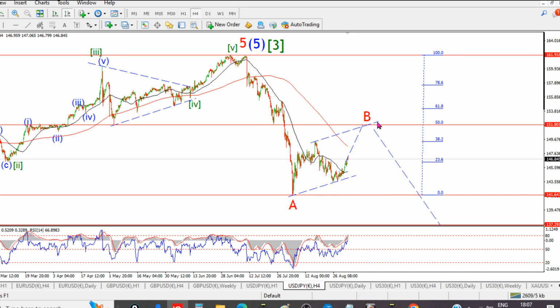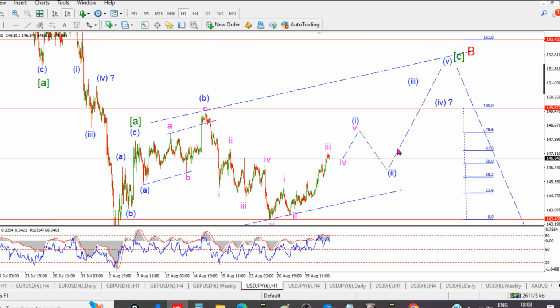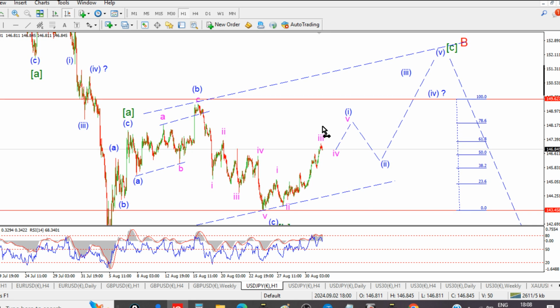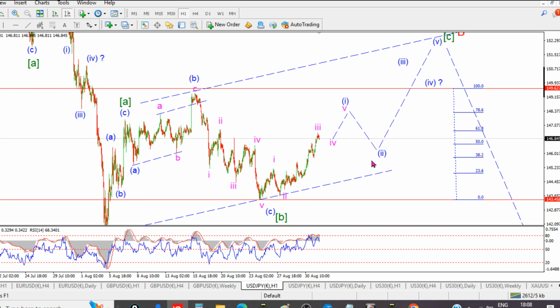Looking for a top in wave B somewhere around 151, 152 maybe. That might close out this trend channel. It's also around the 50% retracement of wave A. So you can see the internal pattern of wave B is kind of working through the motions here.